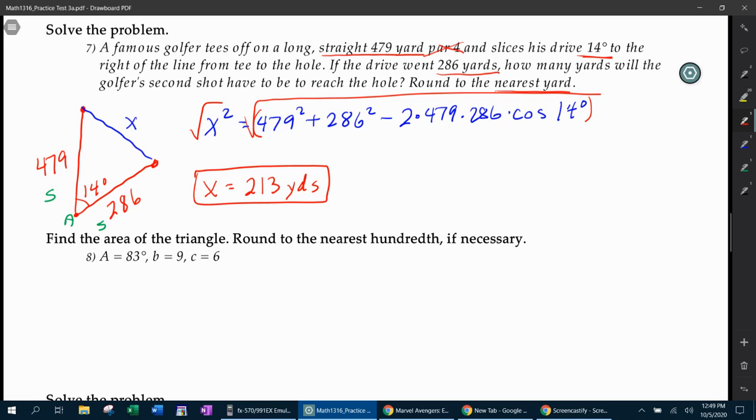And there's problem number 7 done, and that's it for this part of the review.